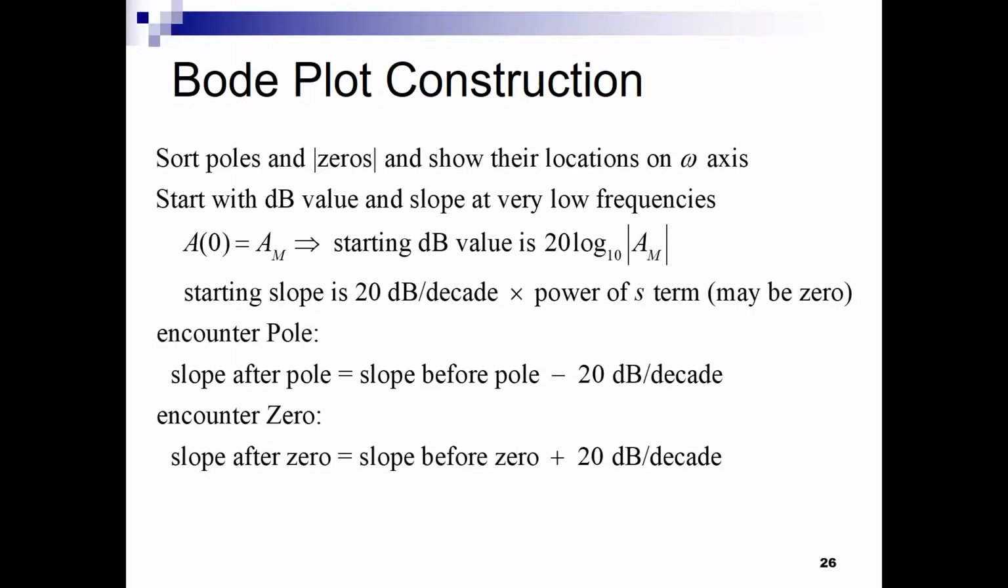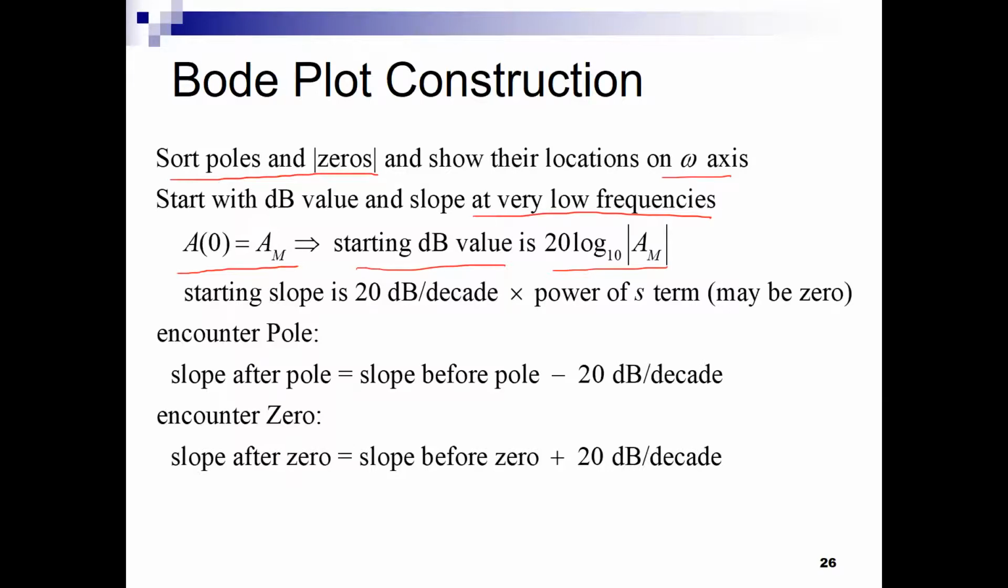So here he's giving me the rules for constructing the Bode plot. He says sort the poles and zeros in order and put them on the omega axis. Then start with the dB value and slope at very low frequency. So start at very low frequency. The magnitude of the transfer function is equal to A_M. So the starting value should be 20 log of A_M. In our case, it is 1, so it's 20 log 1, it is 0 dB.